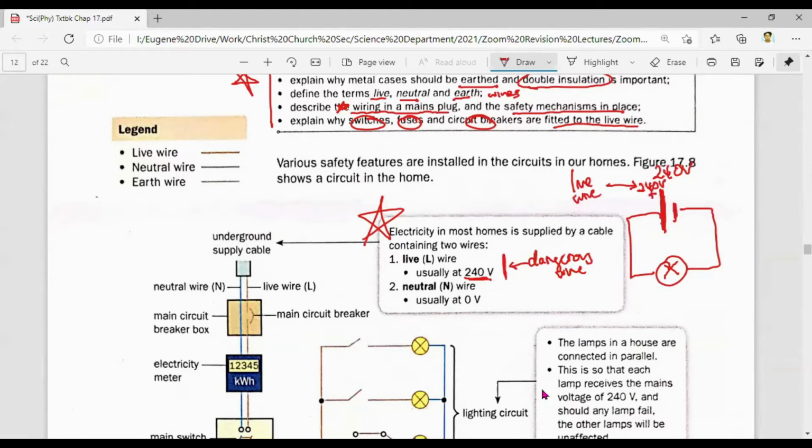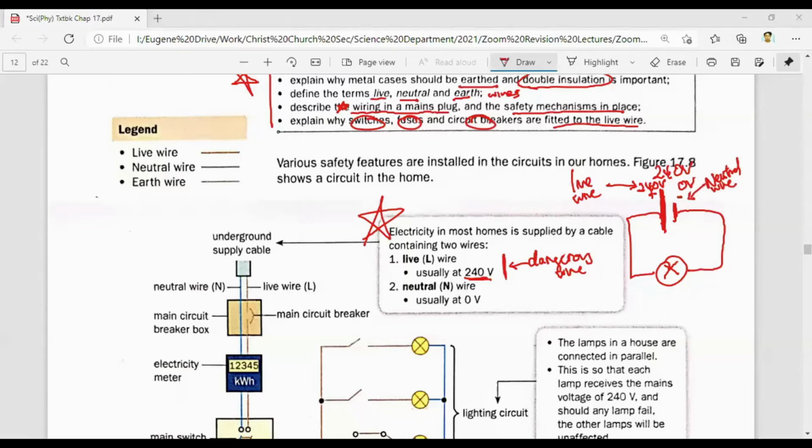The negative terminal is like the 0 volts. This is like the neutral wire. Both the live and the neutral wire need to be present, because with the live and the neutral wire, the current can flow through it. Imagine you don't have the neutral wire. Will your light bulb light up? Answer is no, because it is now an open circuit. So the neutral wire allows the current to flow back to form a complete circuit, or a closed circuit.